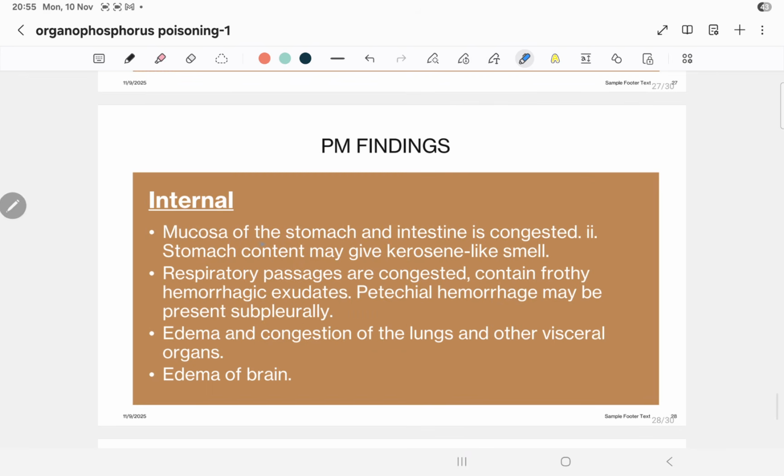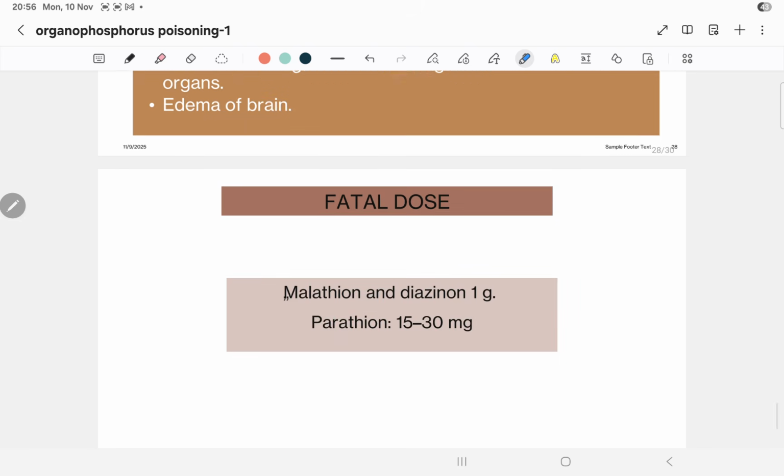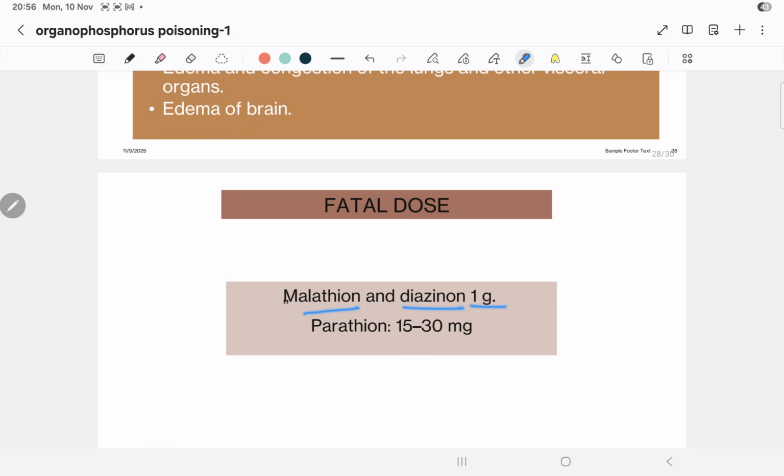Internal PM findings: mucosa of the stomach and intestine is congested. Stomach contents may give a kerosene-like smell. Respiratory passages are congested, frothy, with hemorrhagic exudates and petechial hemorrhages. This froth and this congestion is happening because of the increased body secretion. Antemortem secretions were increased. Edema and congestion of lungs and other visceral organs, edema of the brain. The fatal dose of malathion and diazinon is 1 gram, parathion 15 to 30 milligram.